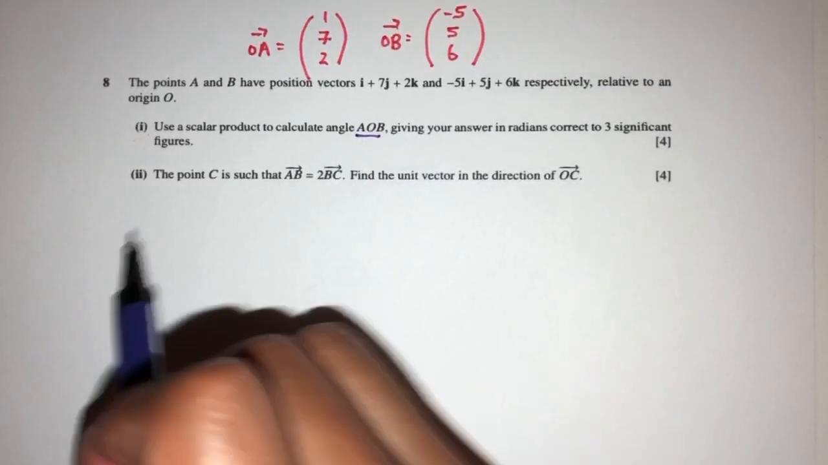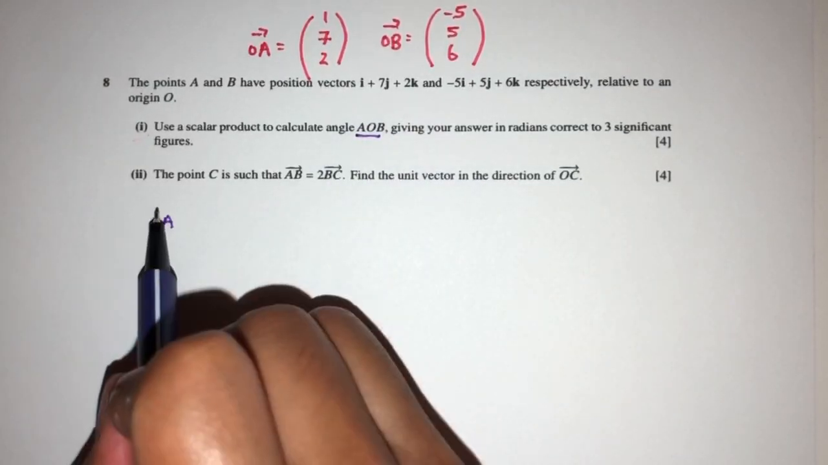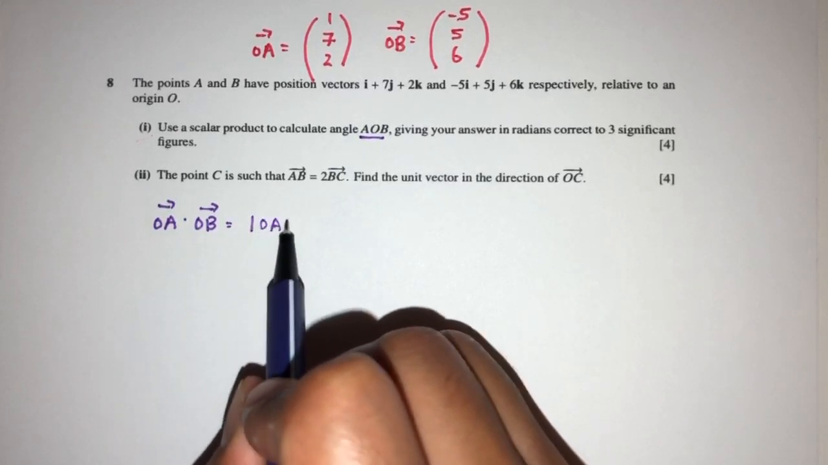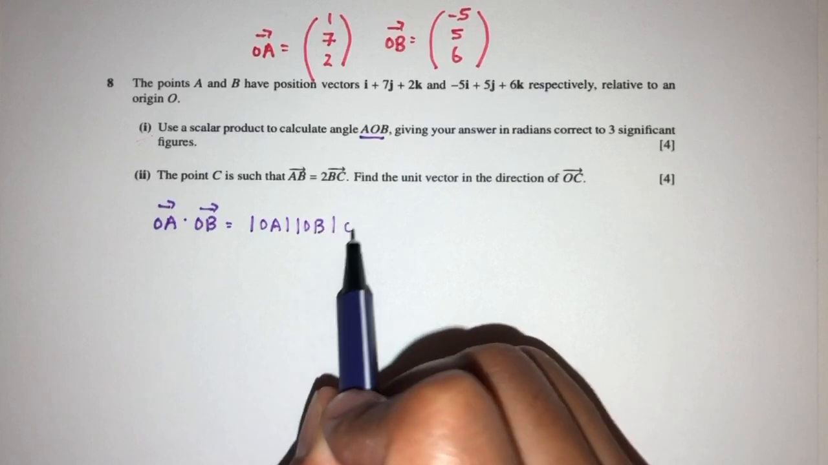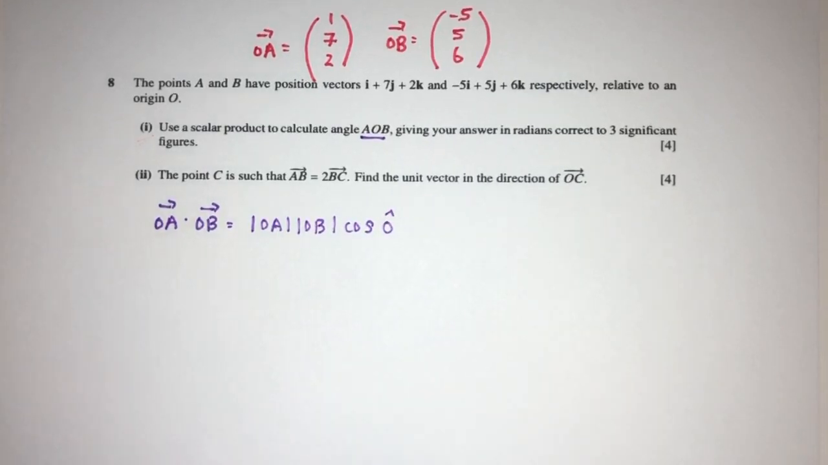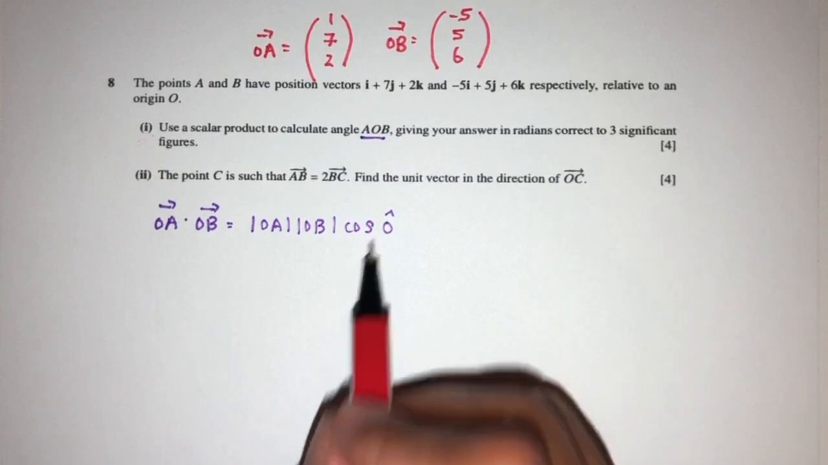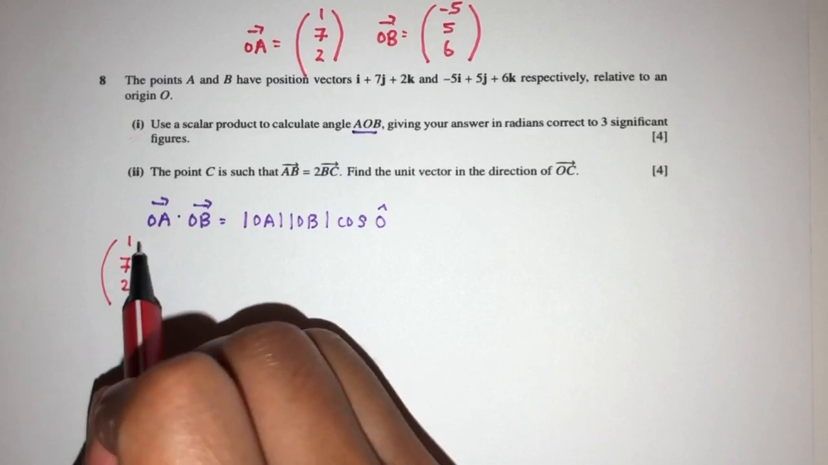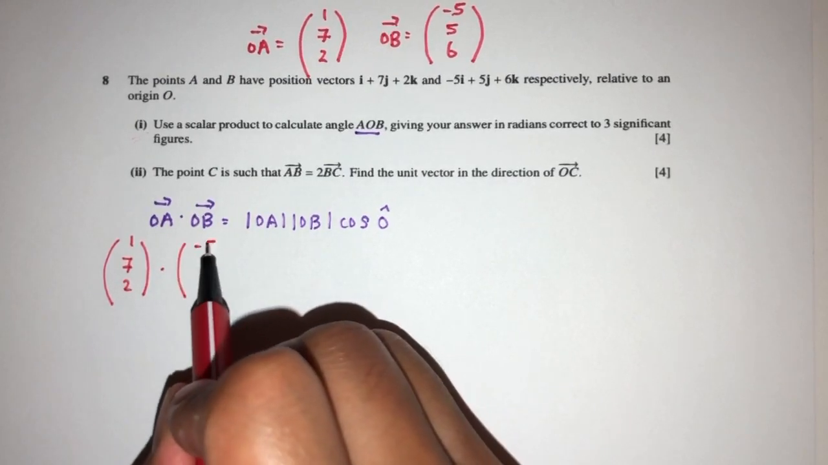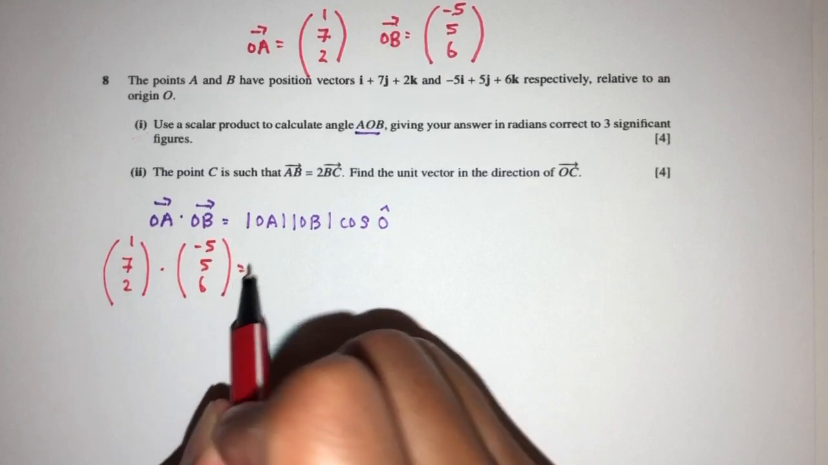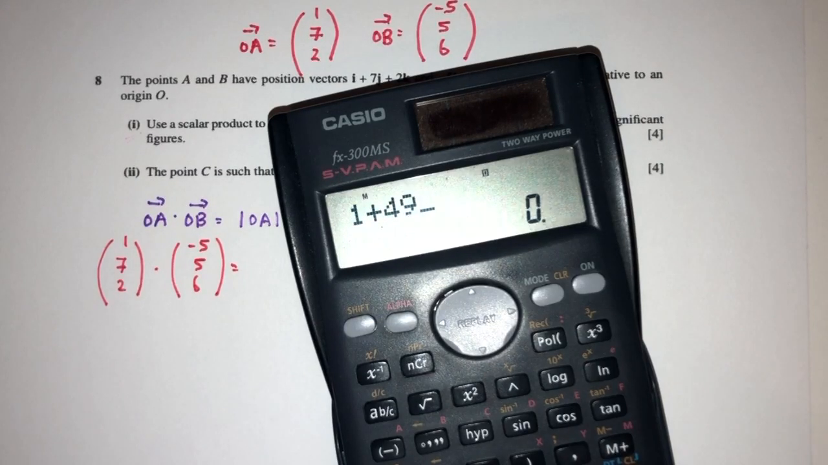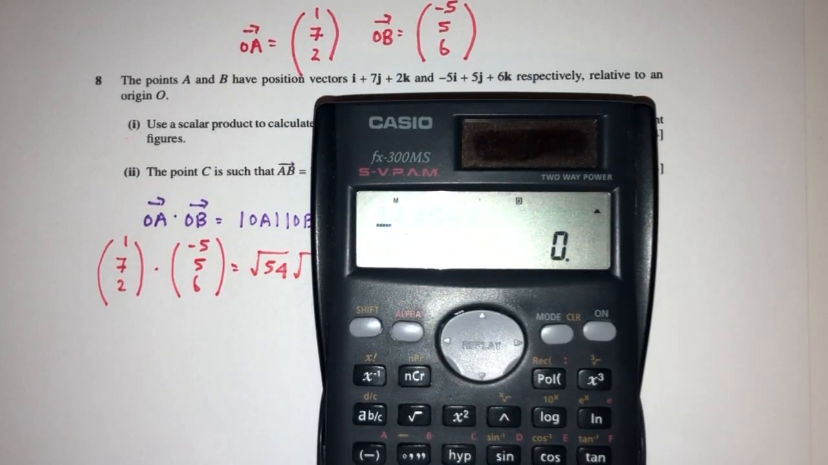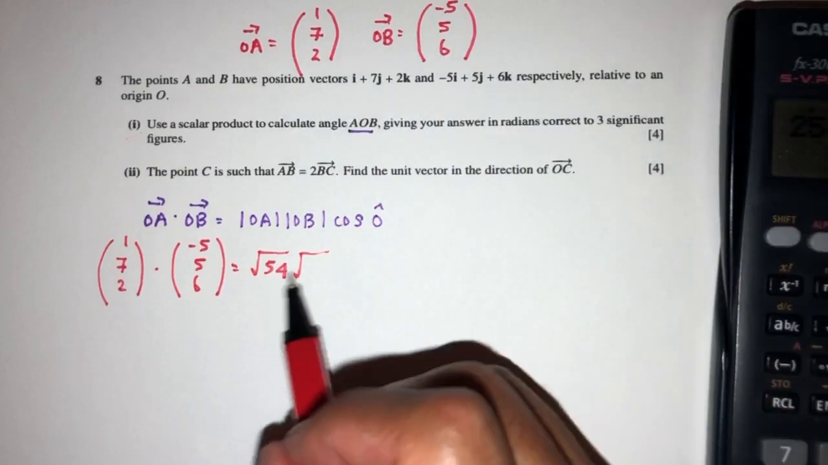So pretty easy. That will be OA dot OB, which will be magnitude of OA times magnitude of OB cos of the angle in between, which is angle O. So we have to use this formula to find the value of the angle. Now this is simple. OA is given to you 1, 7, 2. OB is -5, 5, 6. And magnitude of OA will be 1 plus 49 plus 4, that should be root of 54. And magnitude of OB will be 25 plus 25 plus 36, that will be 86.